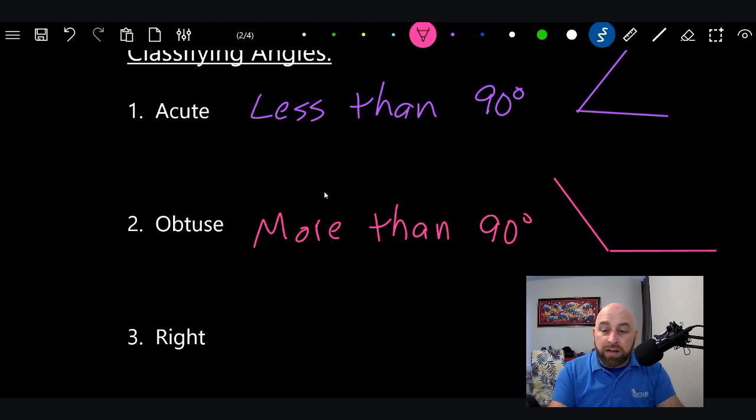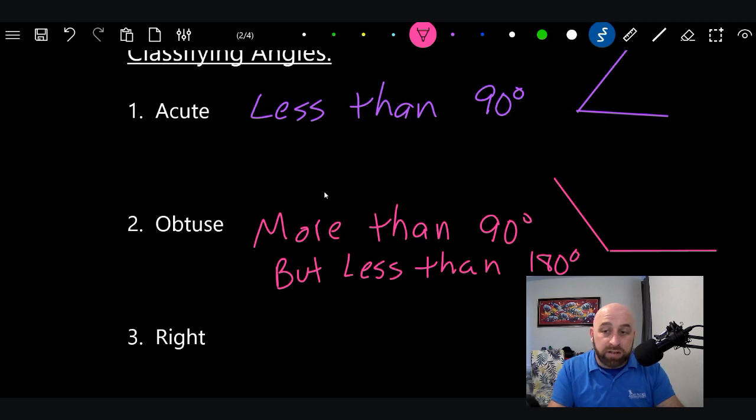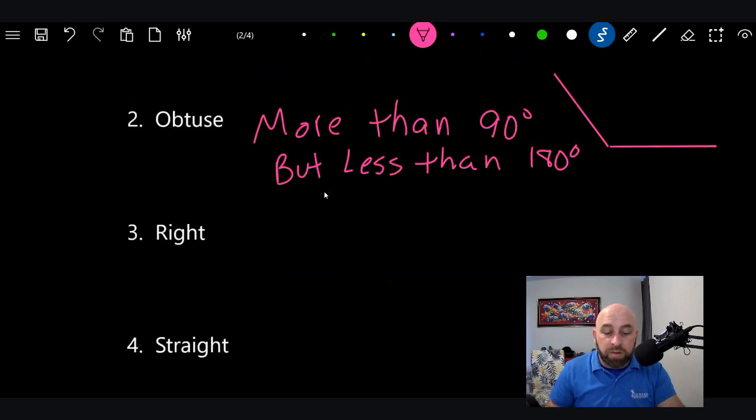And I want to add to this: it's more than 90, but less than 180. We're going to see what 180 looks like in just a second. But obtuse is more than 90, but less than 180. Okay? And these are all classified in your book, on pages 374 and 375 if you want to look there.